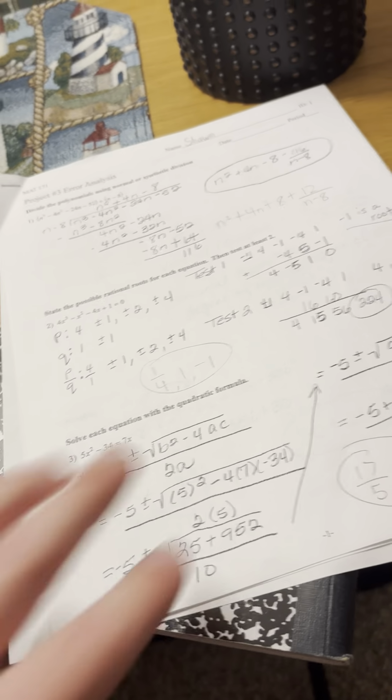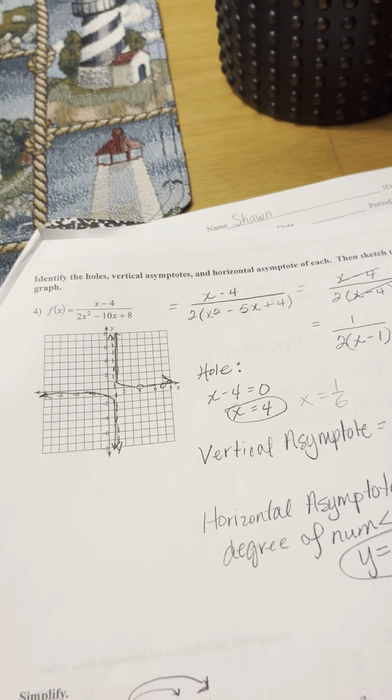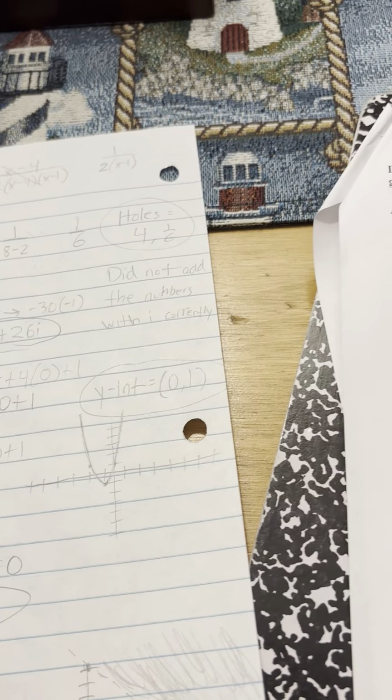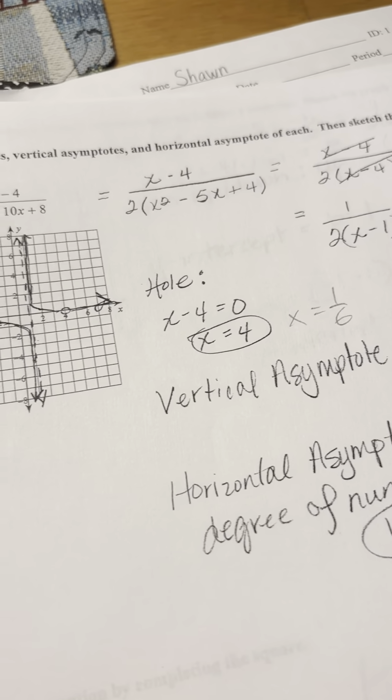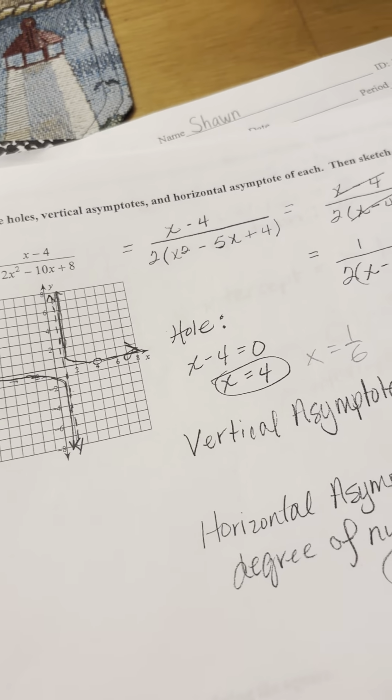Moving on to number 4. Identifying the holes and the asymptotes of the equation or the graph. So for this one, the holes was half right. The x equals 4 is a hole, but you also have to find the other one, which there was only one up here, so I was able to find that as 1/6. So those two are the holes, and then the asymptotes on this one are actually correct.